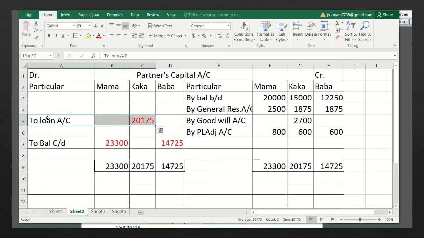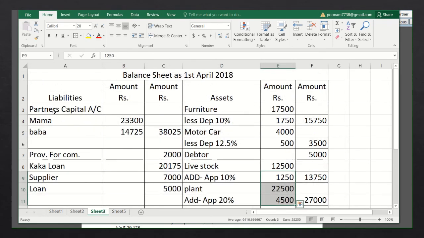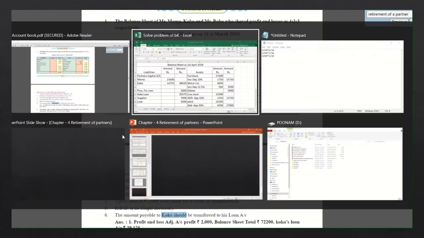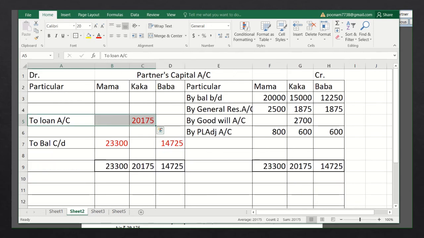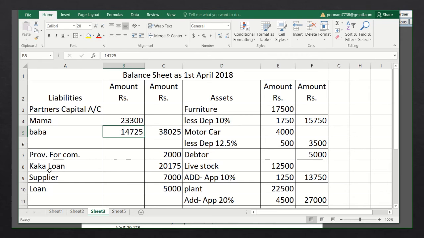So now students, it's very clear that the loan and capital account closing balances will be shown on the liability side of the balance sheet. So for partners' capital account, I have written 23,300 and 14,725, which are the closing balances of Mama and Baba. Kaka's closing balance is a loan account, so I will write here the loan account.